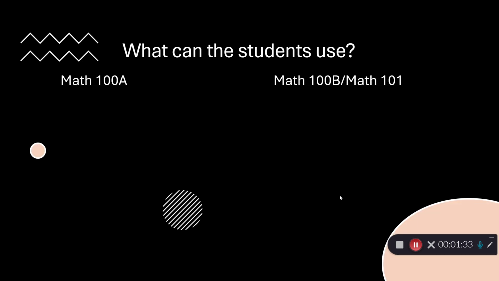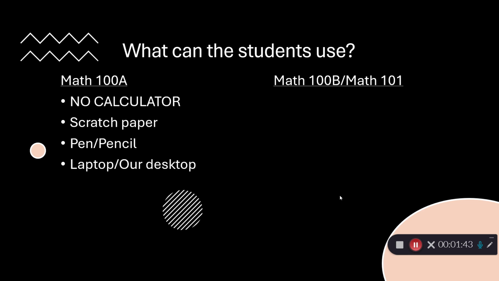For Math 100A, it's different than 100B or 101. In 100A, they're not allowed to use any kind of calculator on the test. Any test in Math 100A, no calculators. They are allowed to use scratch paper, pen, pencil, their own laptop, or one of our computer cubicles, computers over there. They can use those to take their test.